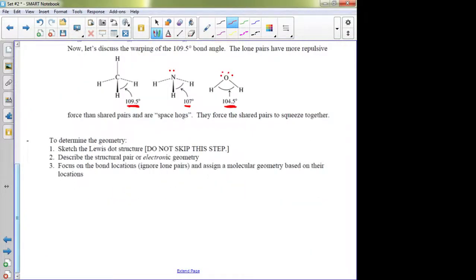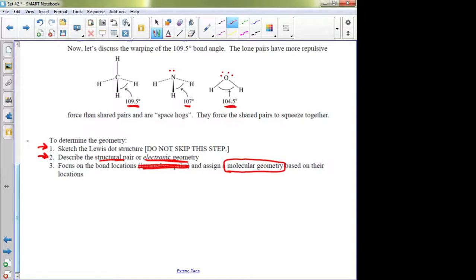So, to determine the geometry, first thing, always sketch the Lewis dot structure. Do not skip the step where you sketch the Lewis dot structure first. Then the second thing is you can describe the structural pair or the electronic geometry. We skip that step a lot because most of the time it just asks you for the molecular. And then the third thing is you're going to assign the molecular geometry. That says to ignore the lone pairs, but I find this a little difficult to do, so I'm just going to cross that out.